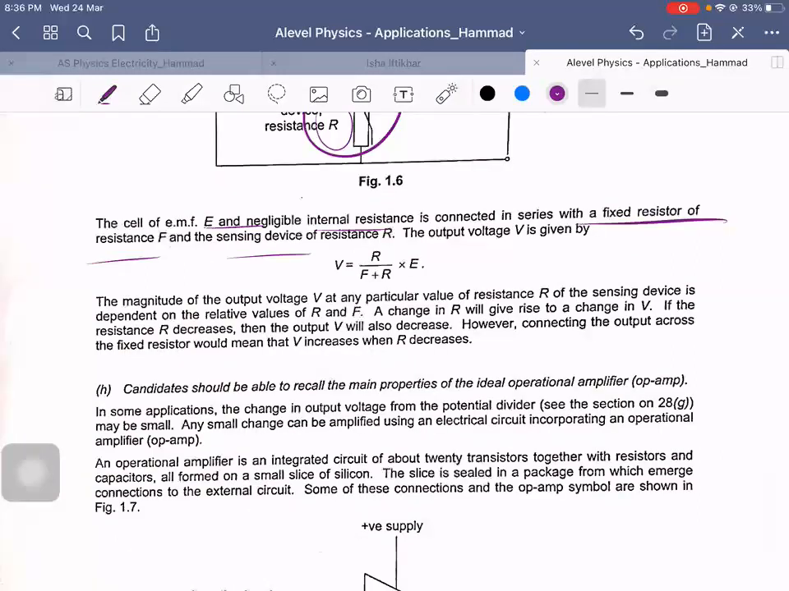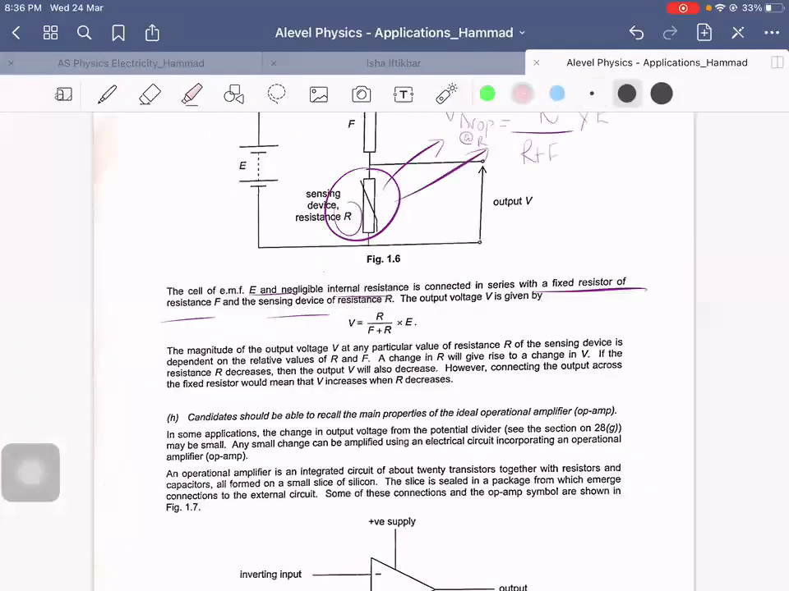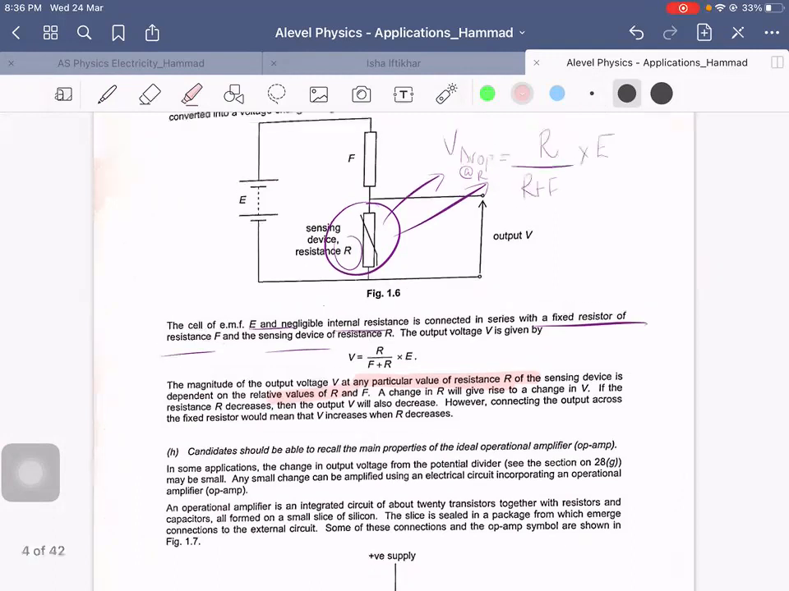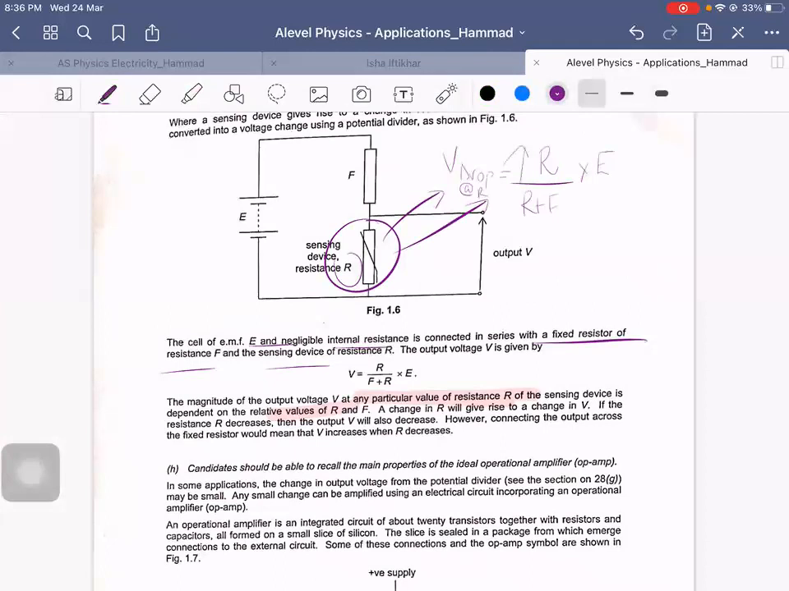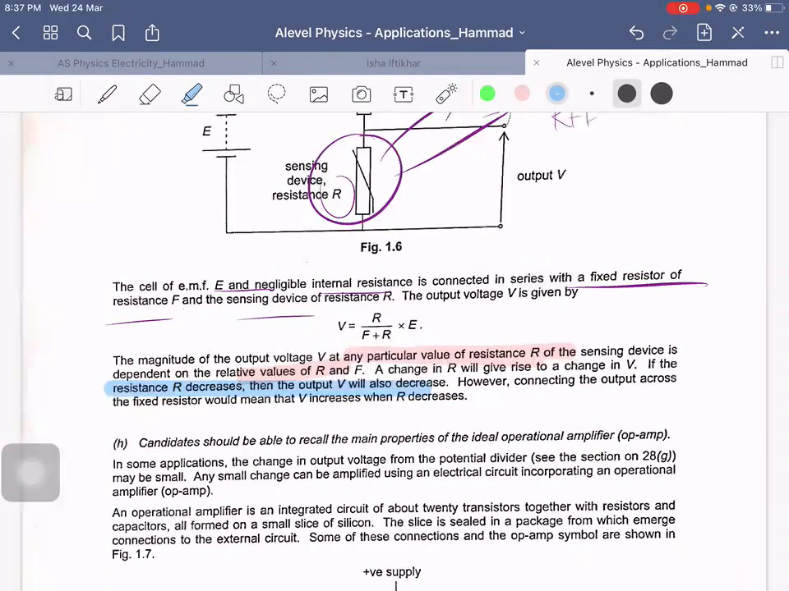So you need to understand that the magnitude of the output voltage at any particular value of resistance R of the sensing device is dependent on the relative values of R and F. For example, if R had a very large value, it will occupy a greater share of the voltage E, right? EMF E. So if the resistance of R decreases, then the output drop across R will also decrease. However, connecting the outputs across the fixed resistor would mean that V increases when R decreases.